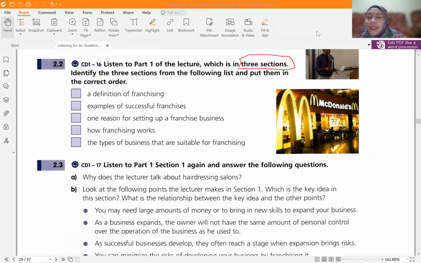So they already provide you to the key points or the main points that have been written down here. The first one is a definition of franchising, example of successful franchises, one reason for setting up a franchises business, and then how franchising works, and then the type of business that are suitable for franchising. After this, you need to choose the 3 sections that is being discussed in the part 1 of the lecture, and then you need to put them in the correct order. Just choose 3 sections, 3 main points from this 5 points that have been written down for you.